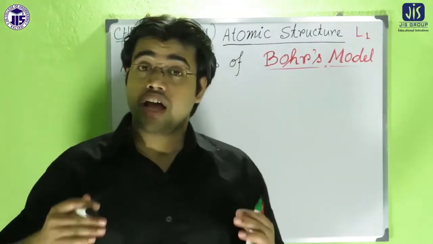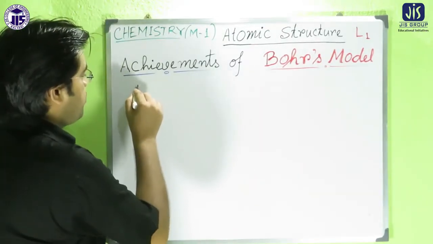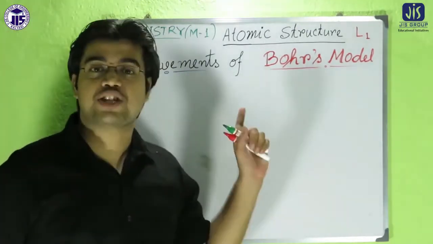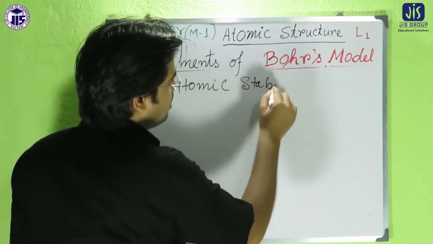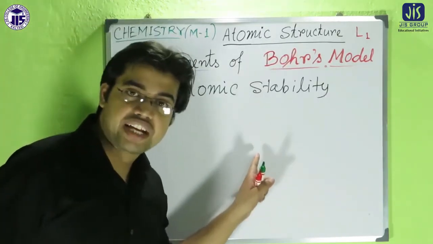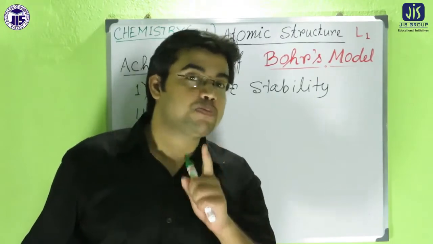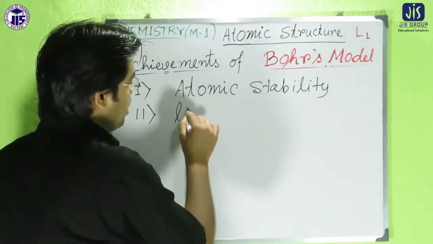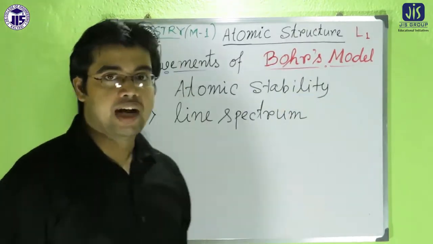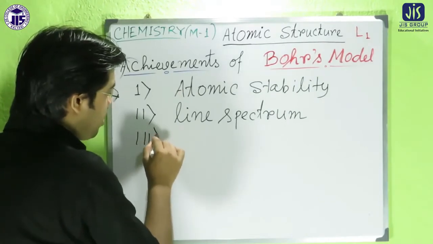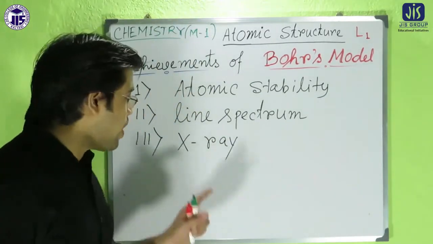Now come to the achievements of Bohr's model. There are so many achievements. We will discuss them one by one. First, Bohr's model successfully explained the atomic stability. Second, Bohr's model successfully explained the generation of the line spectrum from the atom. Third, Bohr's model also explained the production of the X-ray from the element.